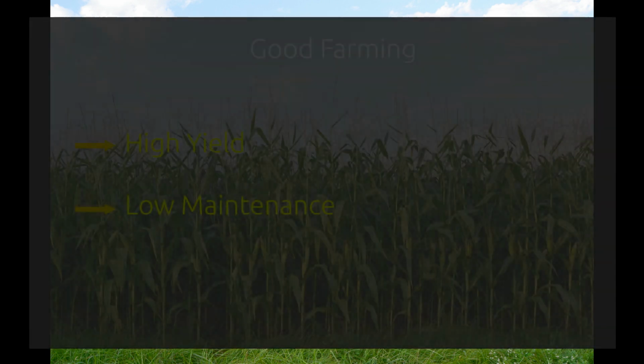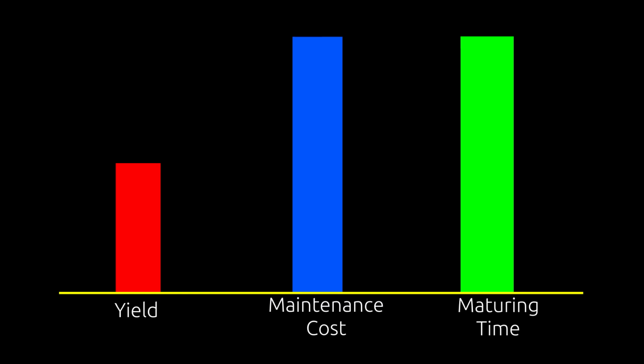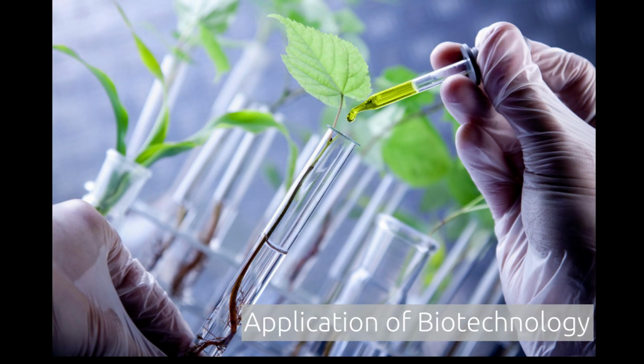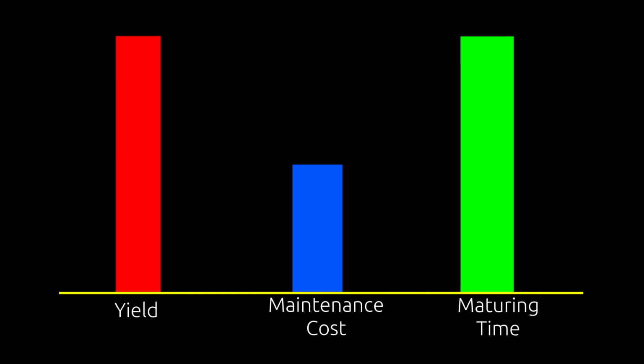For farmers who are solely dependent on agriculture for living, it is important to get good yield. Traditional methods such as usage of fertilizers and manure and crop rotation are effective but not as much as modern methods. In agriculture, application of biotechnology has brought tremendous change in getting good yield, reducing maintenance cost, reducing maturing time of crops.